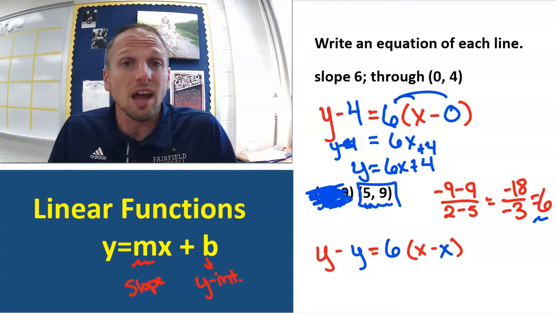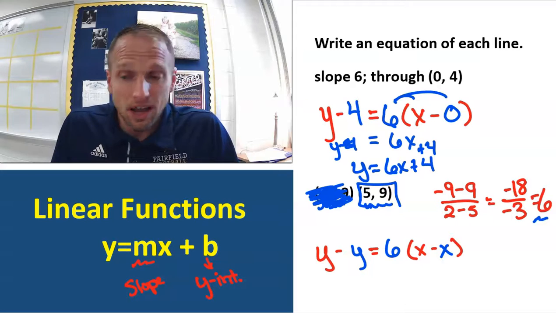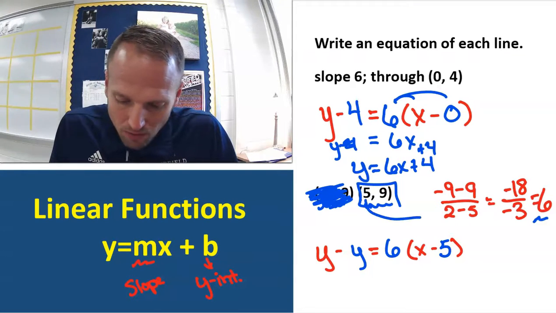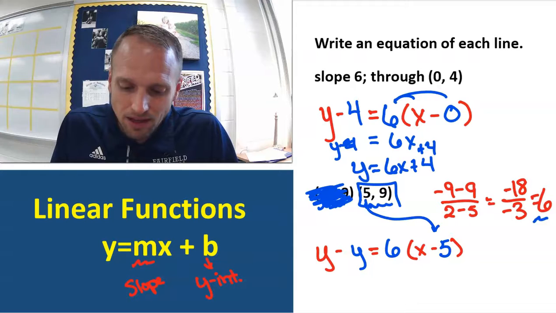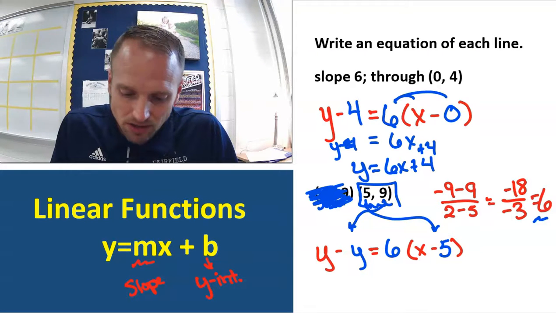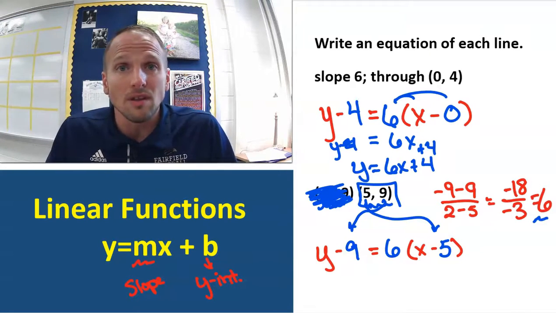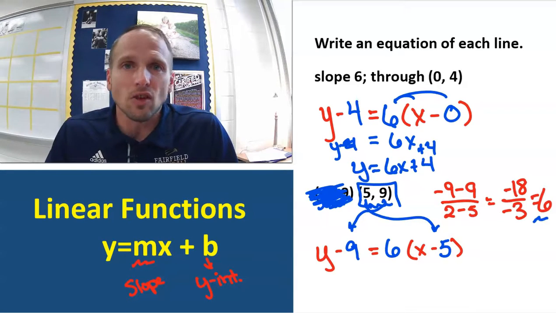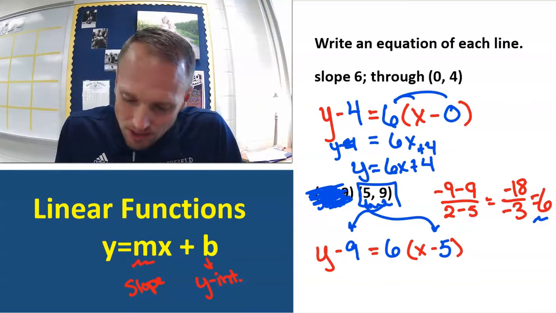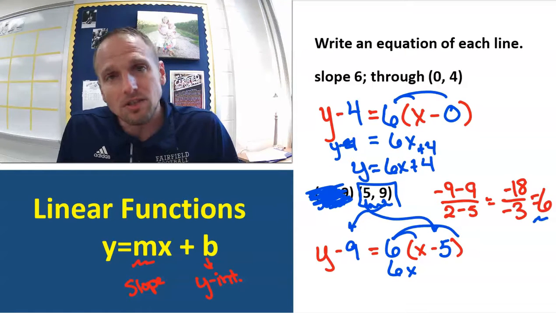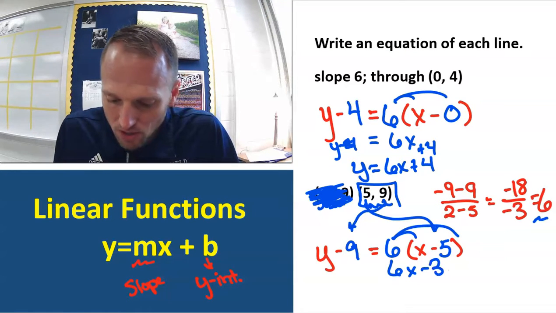Okay, the point's (5, 9), so that first number's our x, so I'm going to erase the x, and I'm going to write in the 5, coming from right there. And the 9 is the y. So I'm going to erase the y over here and write in a 9. Now let's solve this just like we did the first one. This is an equation in point-slope form, but I'd like to take it to slope-intercept. So let's distribute the right side. 6 times x is 6x, and 6 times negative 5 is negative 30.